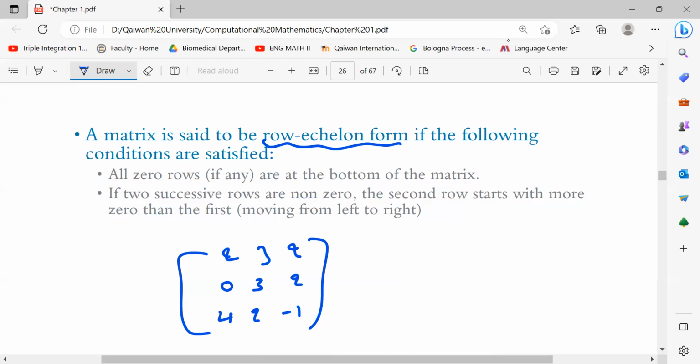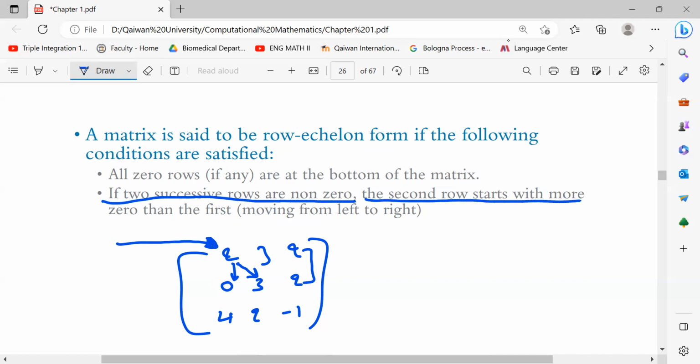How about the second condition? Look, if it satisfies the second condition or not. We say for each two successive rows, if the first one starts with a non-zero element here, the second one starts with a non-zero entry at the same level or to the right. It says if two successive rows are non-zero, the second row starts with more zeros than the first one, from left to right, if you count it. As you see, the first one starts with non-zero from here. How about the second one? It starts here.